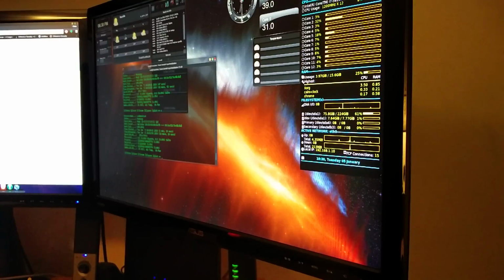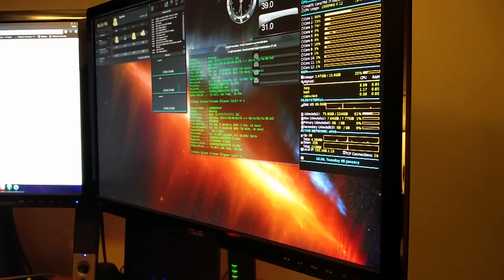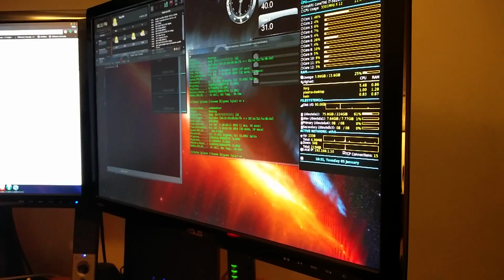And again, that's just a GPU diode. It's not the actual VRAM, which I'd rather see. Well, it is what it is. I'll figure out how to do that on Linux some other time. It's not hard. I haven't done it.